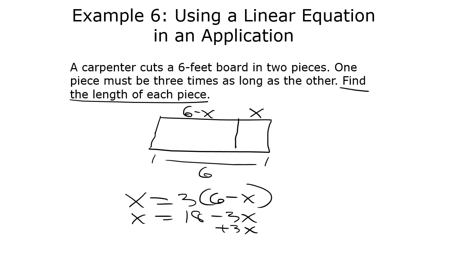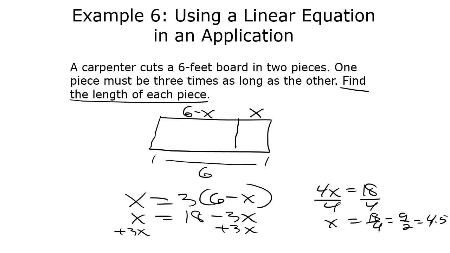Then we isolate, so we add to the other side. So we get 4x equals 18. Divide by 4. We get x equals 18 over 4, which is 9 halves, which is 4.5. So this would be 4.5. And if you take 4.5 away from 6, you can do that in your calculator, you're left with 1.5 over here. Right? That adds up to 6. Now ask yourself, does it work? Is one piece 3 times as long as the other? Well, yeah, 1.5 times 3 is 4.5. So it works. We found the lengths.